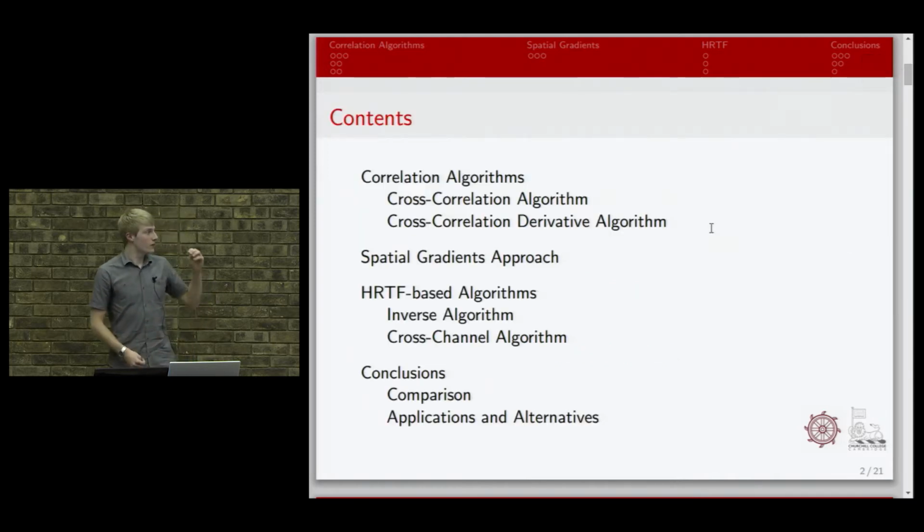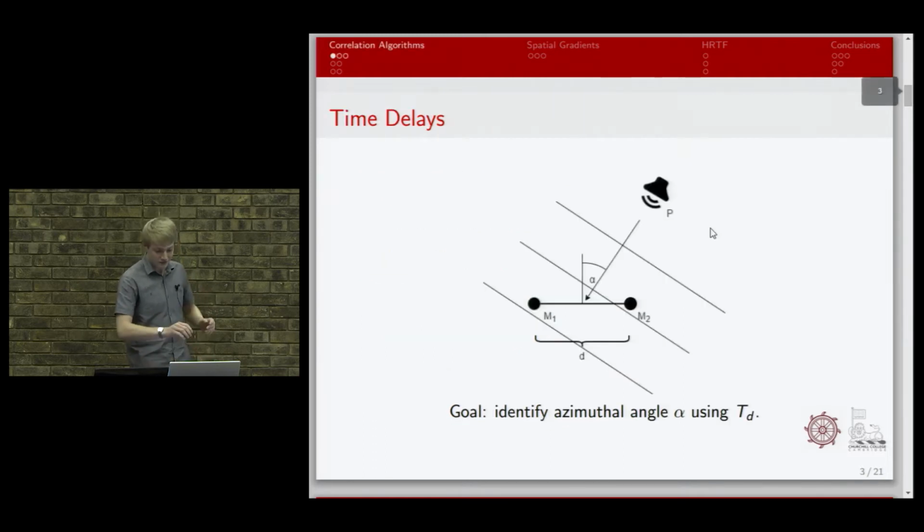We're covering some algorithms based on time cues, first of all correlation algorithms, and then looking at a slight alternative to them with a spatial gradients approach. Then I'll be looking at some more biologically inspired methods, finally giving a comparison based on complexity, the spatial limitations of each of these, and the accuracy in practice, and then look at some applications and alternative methods that I don't have enough time to properly discuss.